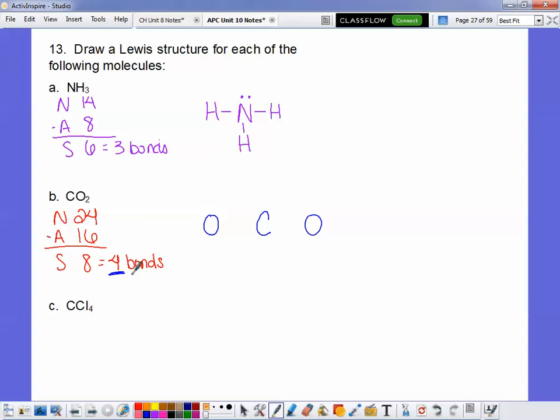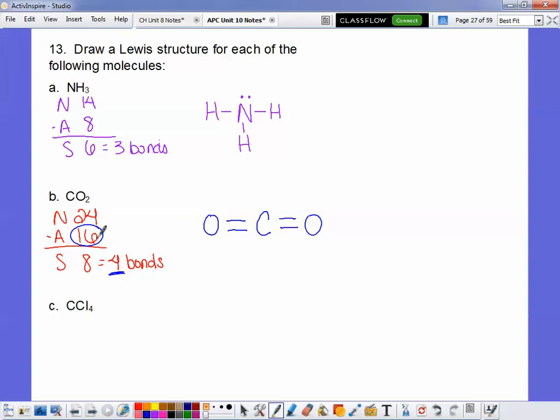In order to make these 4 bonds, you can do one of 2 things. You can do 2 double bonds, one from the carbon to each oxygen. Let's finish this one out, and then I'll show you what else you could do. We need to use 16 electrons. We just used 2, 4, 6, 8. We need to use 8 more.